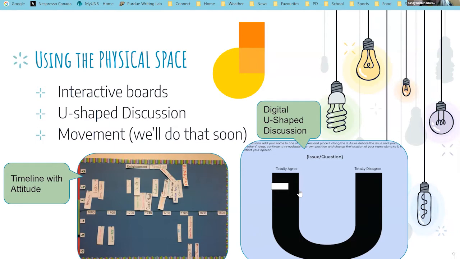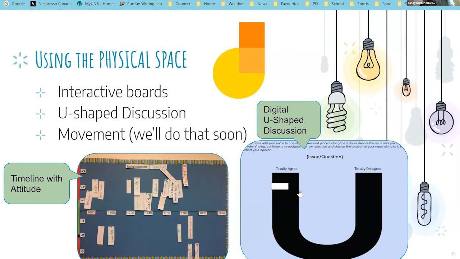We have other movement ideas as well, which we'll do in a bit, but we've been doing lots of talking so far, and we wanted to give you a chance to add your ideas, and we've already had a bunch of ideas, which is great.